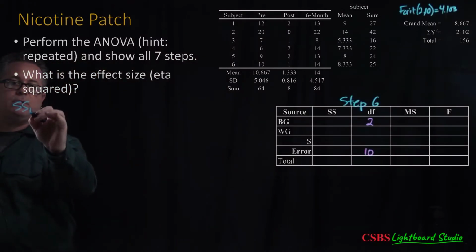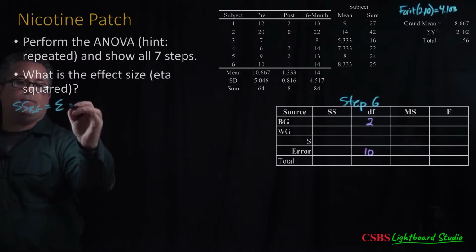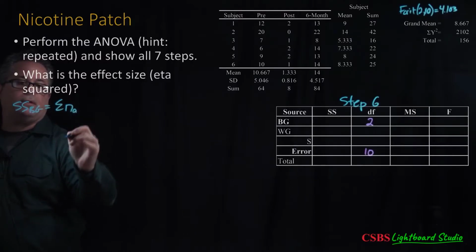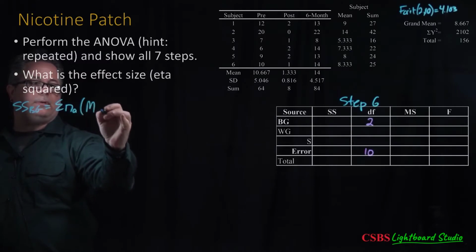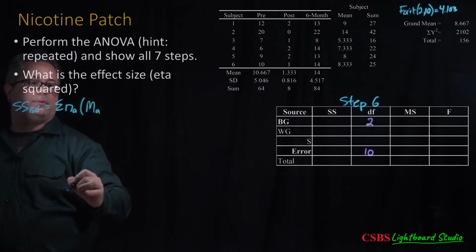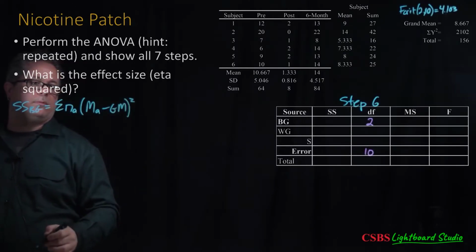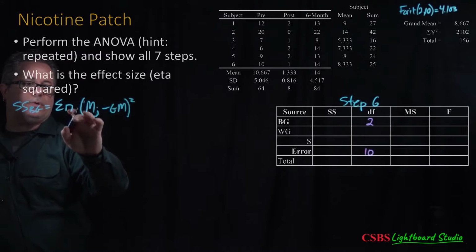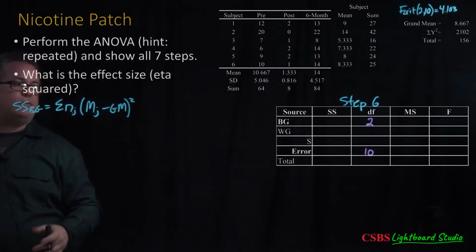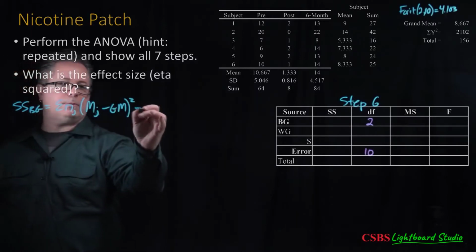Sum of squares between groups is going to be done the same way. It's the sum of the n for A, the number of people in each A group, times the mean for each A group minus the grand mean. We could have also just done this as J and J, but I'll keep it consistent with a one-way equation. Same idea. So let's figure that out.